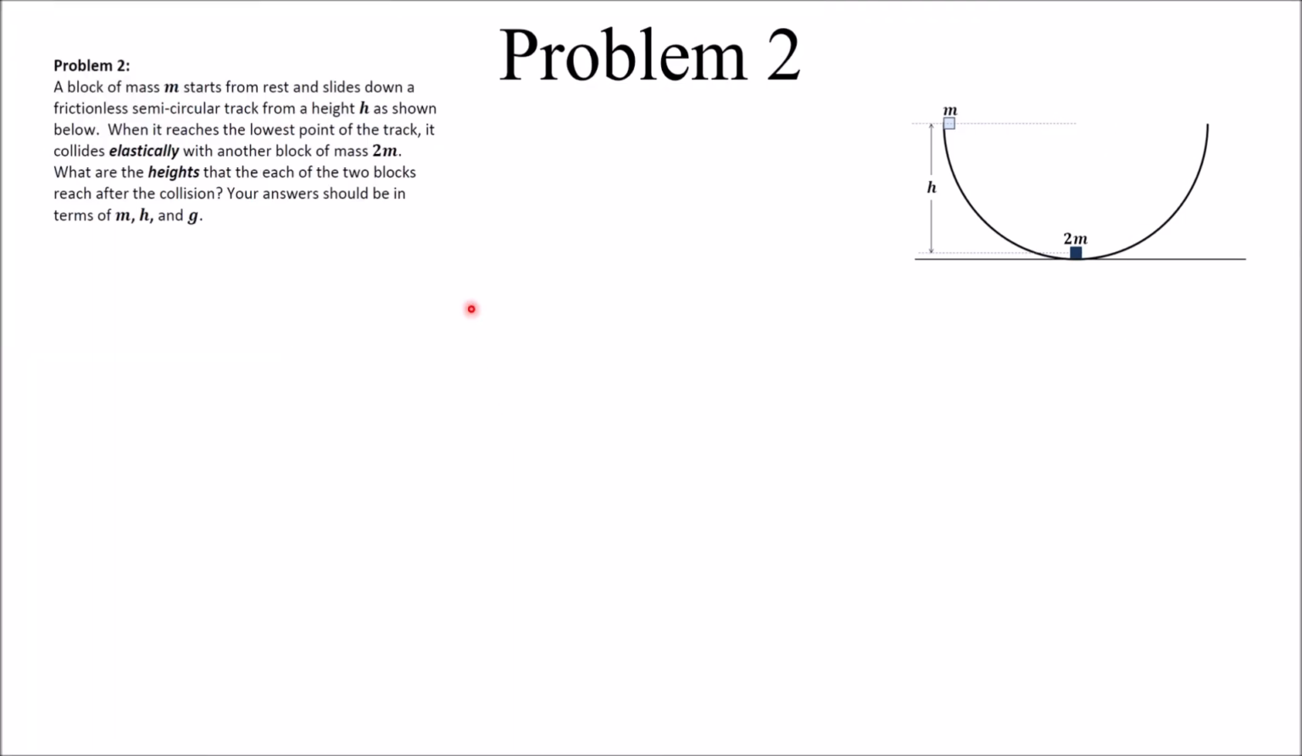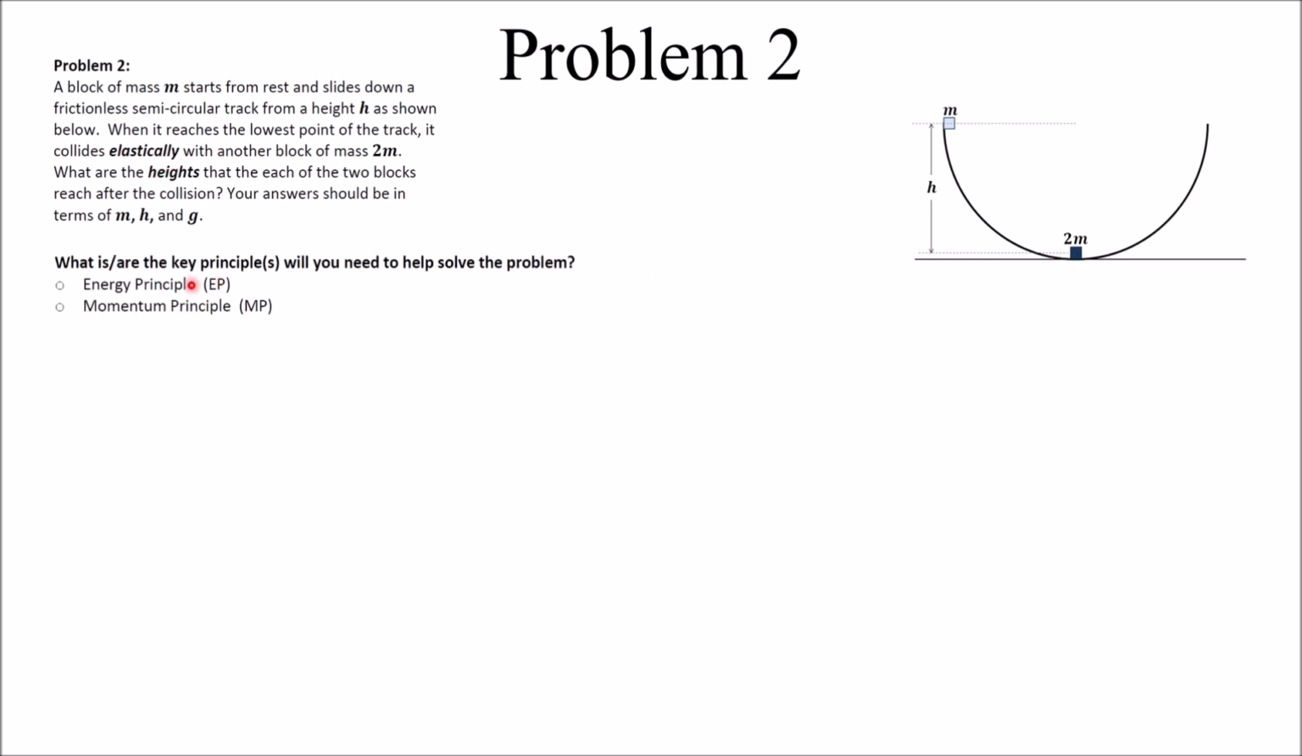So for problem 2, it's a very similar situation. In this case, though, we are colliding elastically. They are not sticking together. And the cool thing is we do have the energy and the momentum conservation during that collision because it's elastic. And it even says collides elastically. A lot of times they will say that just so that you know.